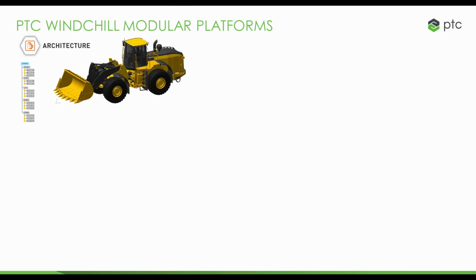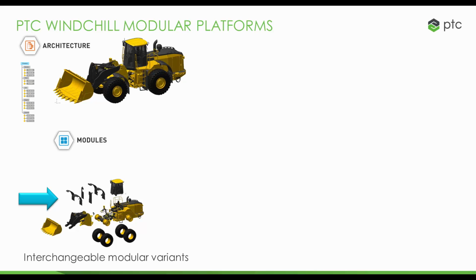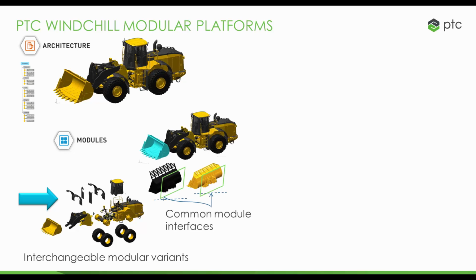The idea behind modular platforms is that we take a complete product and architect the structure in such a way that we can use conditions and controls to define optionality within that structure. We define modules within the structure and create interchangeable modular variants. We then also define common module interfaces so that the modules can be interchanged within the complete product.